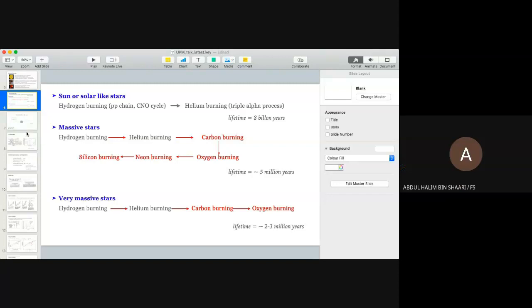So my last question is, how important is a neutrino to our life on Earth?